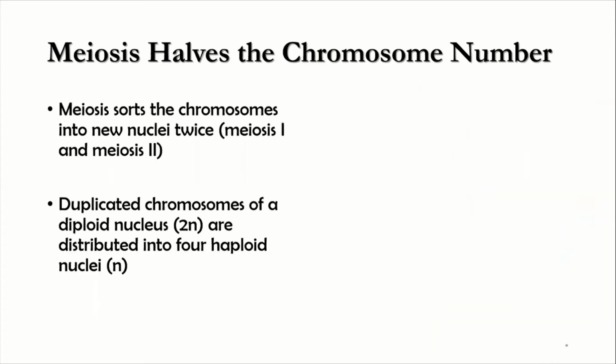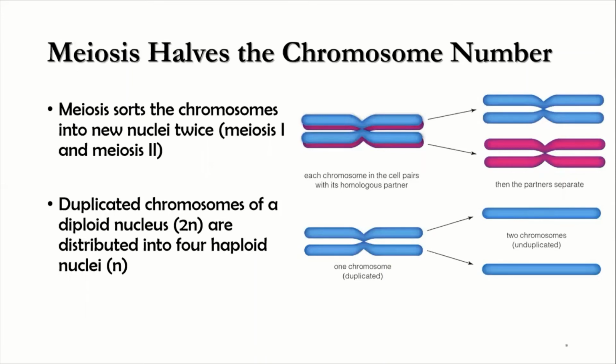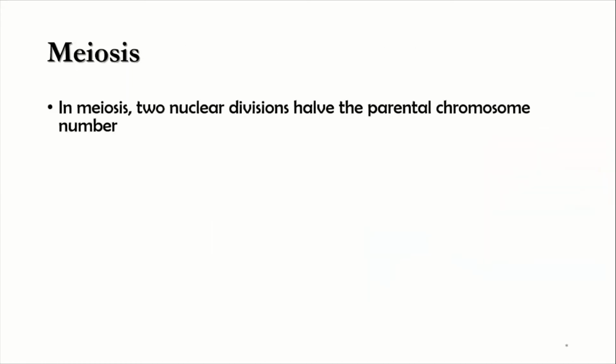Okay. Now, meiosis sorts the chromosomes into new nuclei twice. Okay, so there are two divisions for your meiosis. We have meiosis 1 and meiosis 2. And the duplicated chromosomes of a diploid nucleus are distributed into 4 haploid nuclei. Okay, so in the diagram presented, you would now see each chromosome in the cell pairs with its homologous partner. And then, at the first division of your meiosis, they would separate. Okay, and then afterwards, one chromosome, which is already duplicated, would now be further divided into two chromosomes. Okay, so now let's go to the different stages of your meiosis.